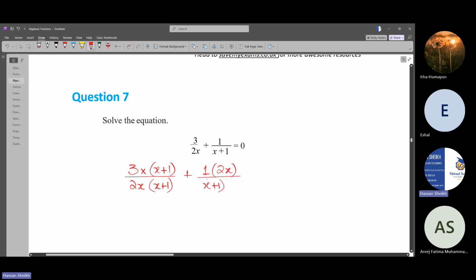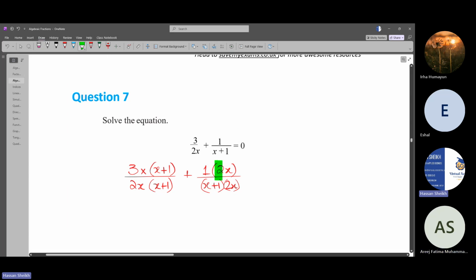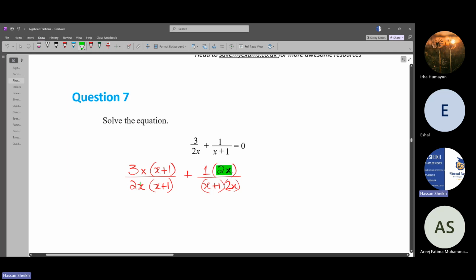Are we doing the same here? Are we multiplying the denominator? Yes. Look, it's a kind of cross multiplication. Let me show you how. Look, this is 2x. It was the denominator of the first fraction. Agree?